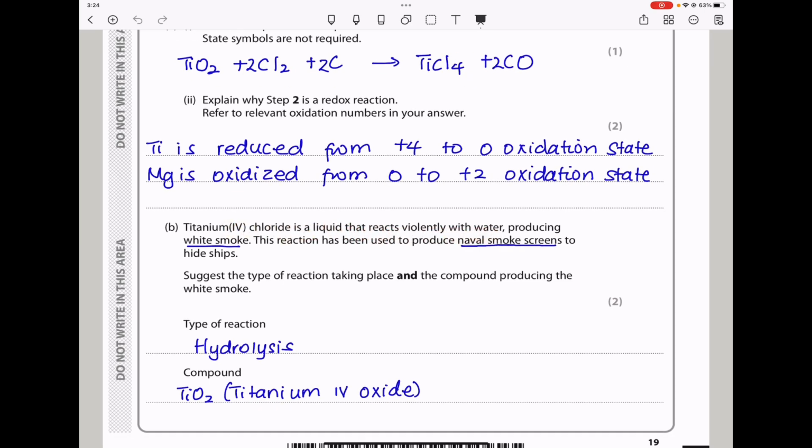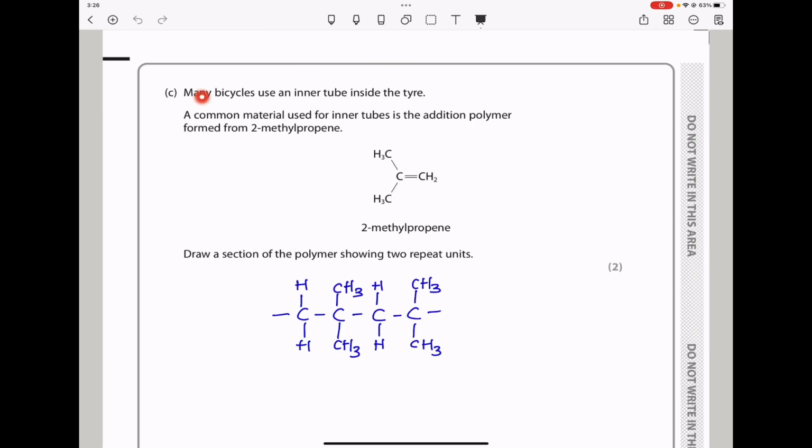Next they say, titanium(IV) chloride is a liquid that reacts violently with water, producing white smoke. This reaction has been used to produce smoke screens for ships. Suggest the type of reaction taking place and the compound producing the white smoke. Because it reacts with water, we can say this reaction is hydrolysis, and the compound formed is going to be titanium oxide.